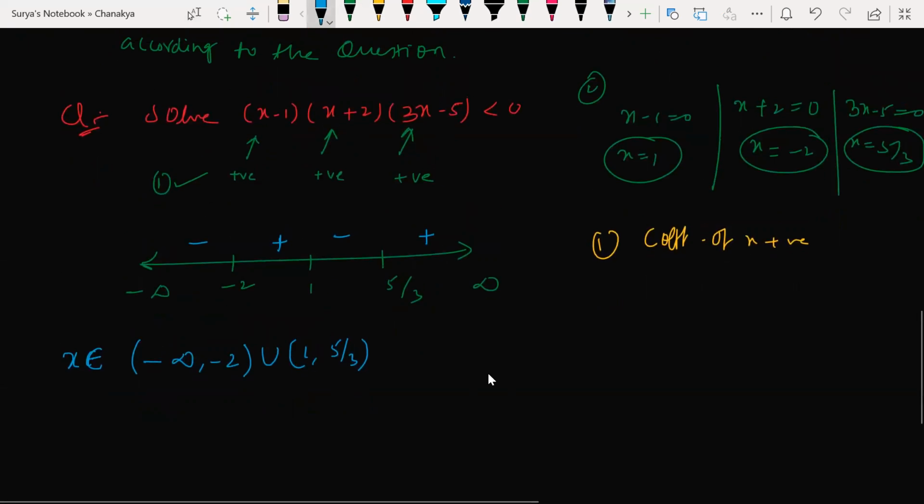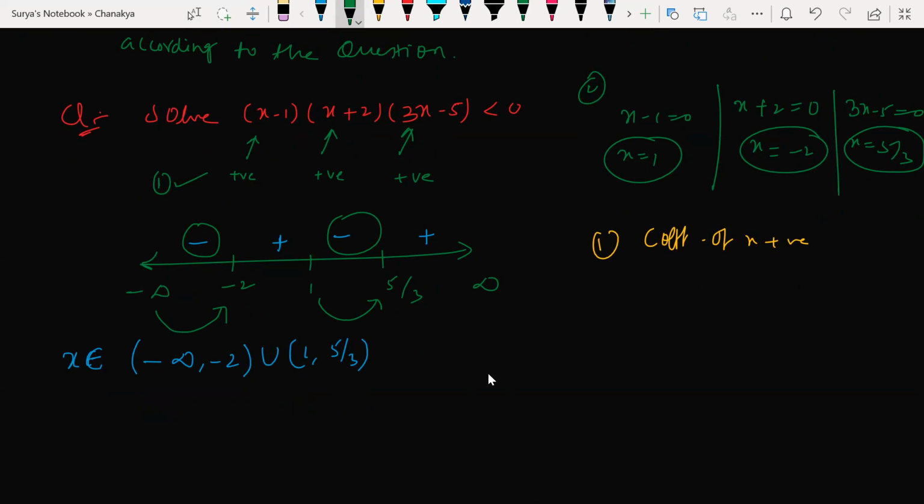Next, I need less than equal to 0, right? Less than equal to 0 is nothing but what? Negative. Wherever the negative symbols you have, you need to select that. I need to talk about only these intervals. Any doubts? No, sir. Perfect.